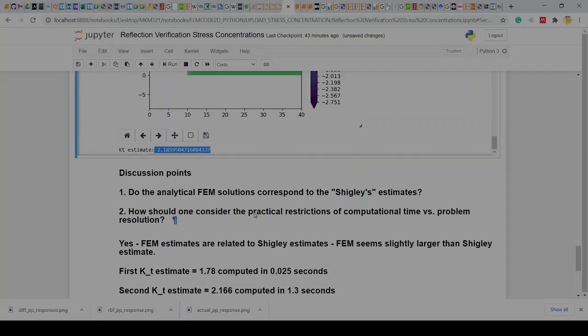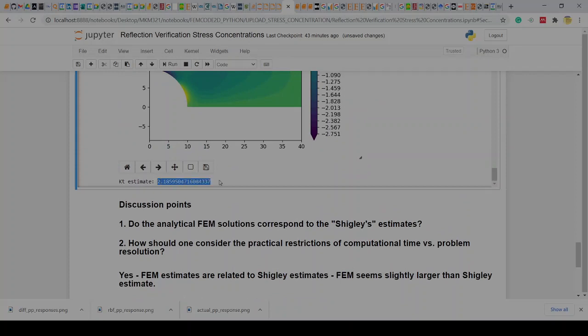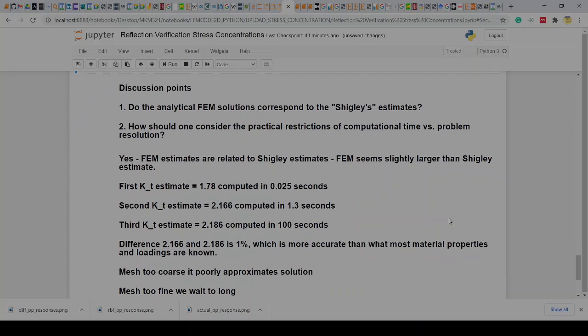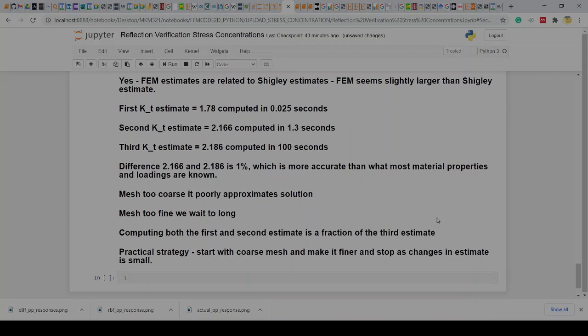And we'll actually get a much better representation of this answer than you might find with some of the other estimates in terms of stress raisers. Okay, so this is also something to take into consideration. If the mesh is too coarse, it's a poorly approximate solution. Mesh too fine, way too long. Okay, so that's really what this boils down to.